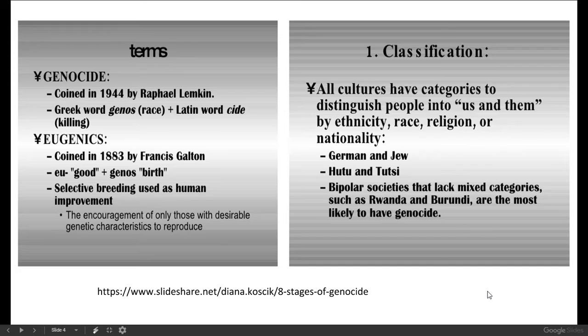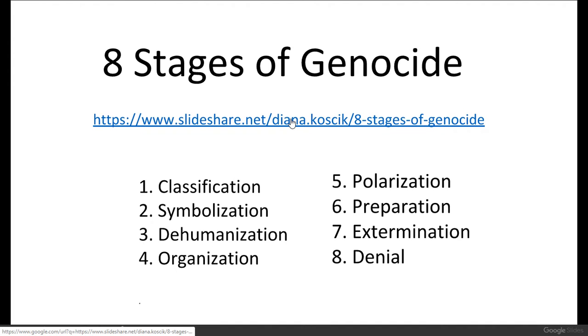So this tells you a little bit about how the word was coined, and all cultures have categories to distinguish between us and them by ethnicity, race, religion, or nationality. Okay, so here you're going to be taken to another slide presentation that talks about the 8 stages of genocide in detail. And so it starts off with classification, symbolization, dehumanization, organization, polarization, preparation, extermination, and denial.